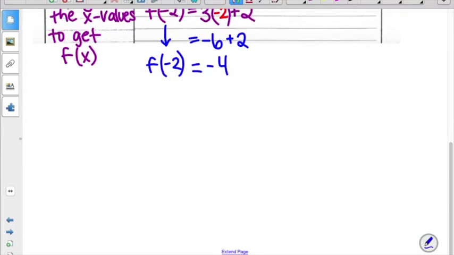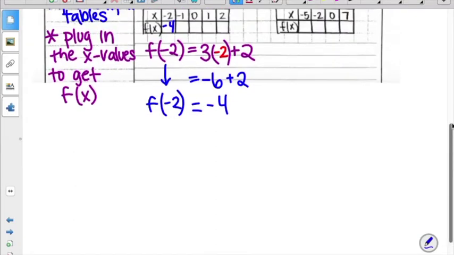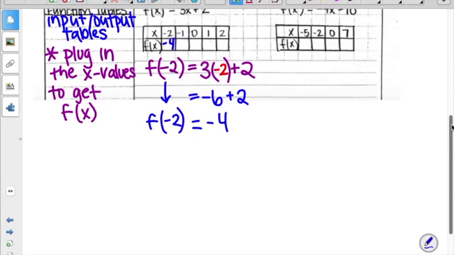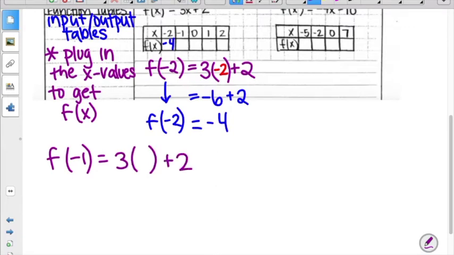The next one is when x is equal to -1. So we have f of -1 is equal to 3x, leave parentheses, plus 2. And in our parentheses, we're going to put our -1. We multiply before we add. 3 times -1 is -3. Bring down our +2. -3 plus 2 is -1. So f of -1 equals -1. So in our box below -1, we're going to put -1.